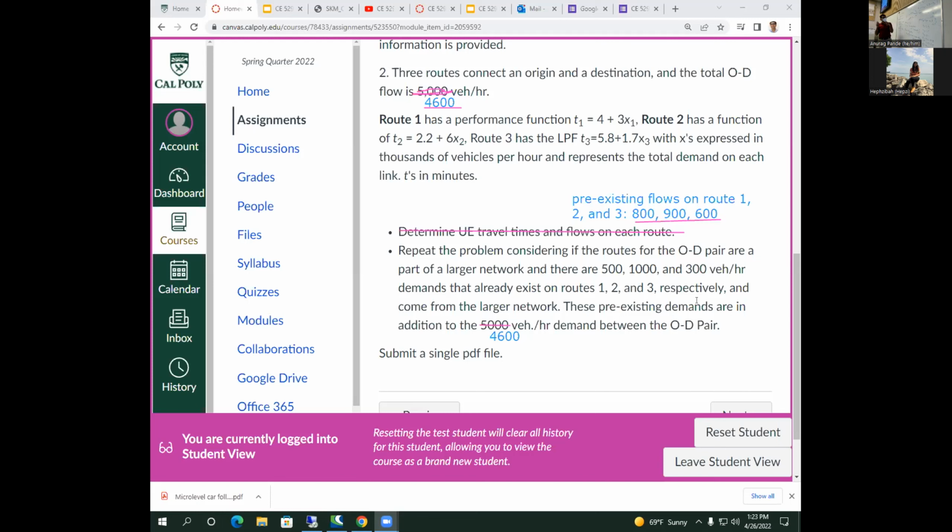The other way of solving that is, instead of how we derive the pre-existing travel time, the pre-existing travel time was 7.6 on route 3, and whatever it was on route 1 and route 2. Now you make those the free flow travel times, and then you change this equation to x1 prime, x2 prime, and x3 prime. I think that should still give you the right answer.